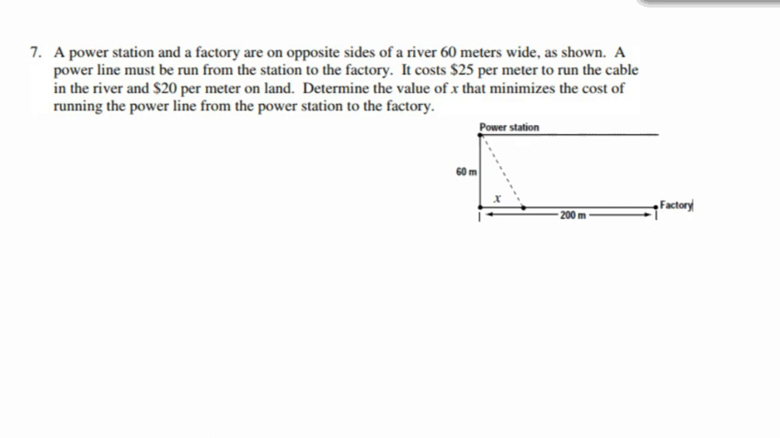In this problem, we're talking about a power station in a factory. We've got a river, and we're trying to run a power line. It costs more money, $25 a meter, to run it in the river. It costs $20 per meter to run it on the land, and we want to figure out what value of x, and x is already on our diagram, is going to minimize that cost. So we just have to find x in here.